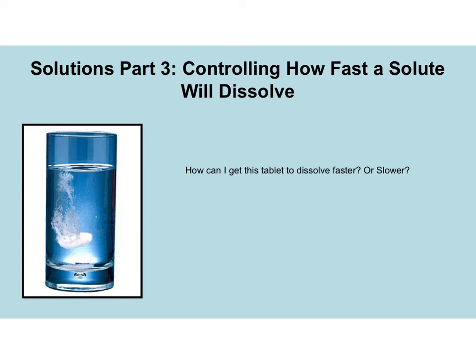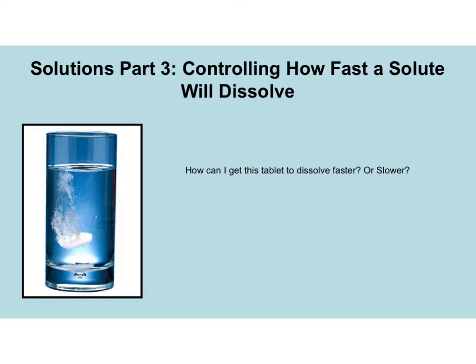So today we're going to be talking about controlling how fast a solute will dissolve. Last week, the primary focus of the lesson was determining if something will dissolve. So, as a chemist, analyzing two substances and saying this probably will dissolve in this or it probably won't. And that was based on things like temperature. You'd have to know the temperature, the pressure, the polarity, and then the size of the molecule.